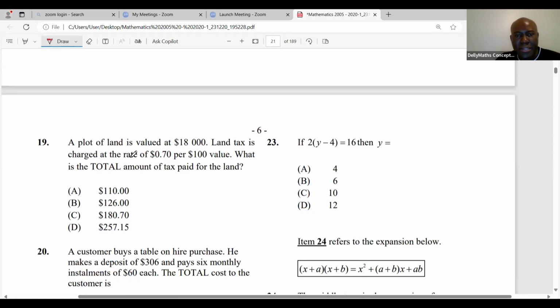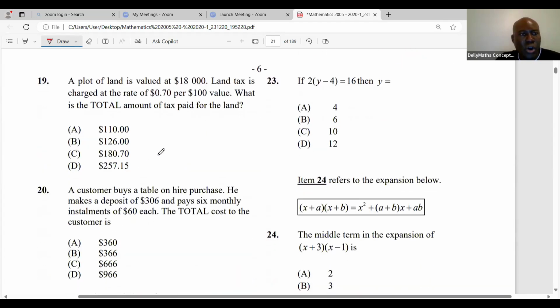Number 19 says here that a plot of land is valued at 18,000. All right, land tax is charged at a rate of 70 cents per 100. What is the total amount paid as tax for the land? What we want to do for this question, since it is charged per 100, we want to see how many hundreds can I get out of 18,000. So when you divide this, you're going to get 180 hundreds.